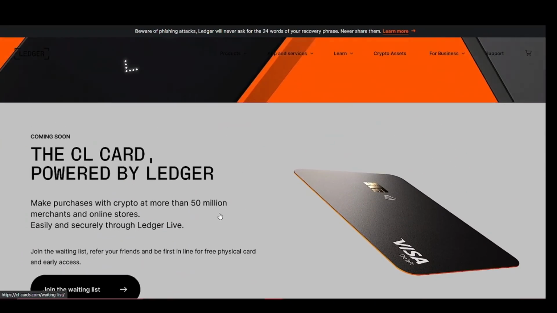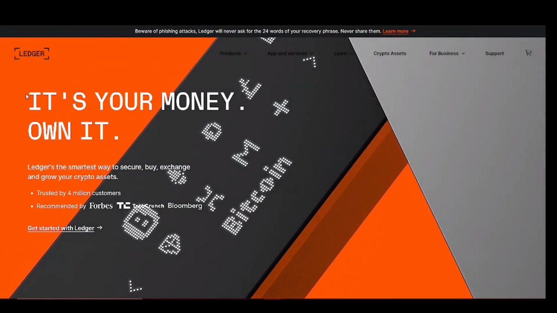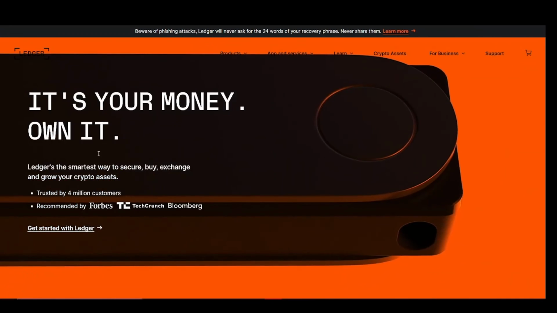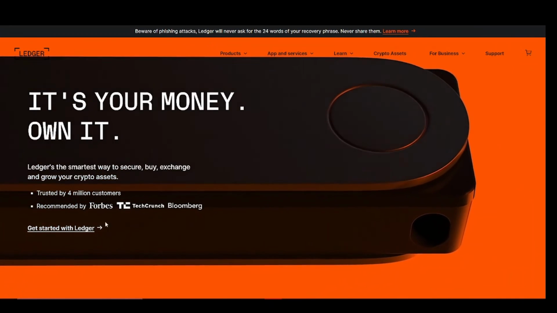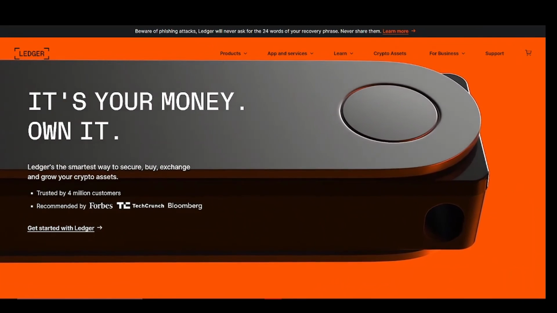Again, guys, do not ignore that. Do not put that off. You want to be doing this right away. You want to be secure in your money right away.